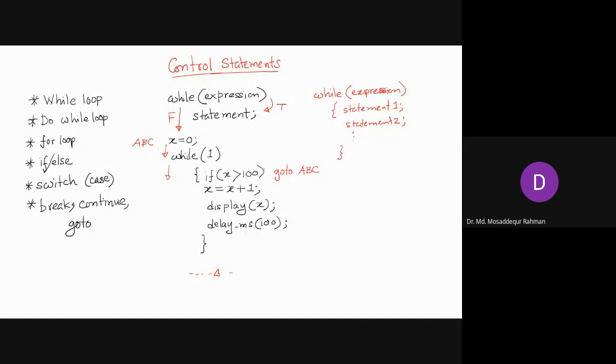It says go to ABC. It will again go to ABC, set x to 0. So this way also it will keep on repeating the same thing, right? Any question, guys?